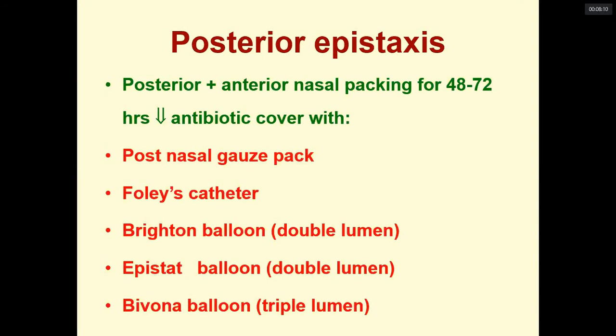Do the anterior packing again. Repeat the anterior packing. But if the patient again bleeds after the second attempt of anterior packing, then go for posterior packing. So you can use a postnasal gauze, the Foley's catheter, and other types of balloons. Okay, so you won't get these balloons here.